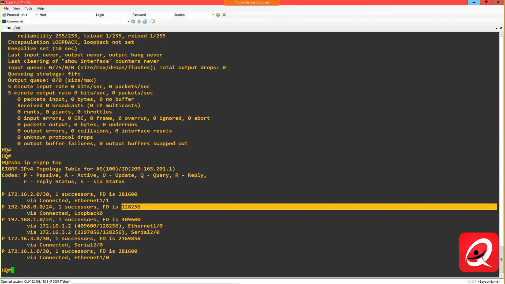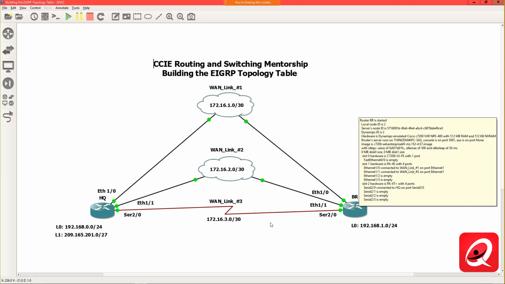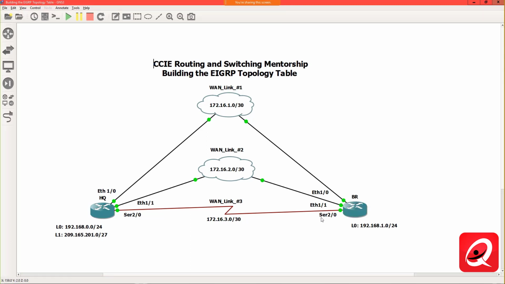So if I were to walk through a scenario here, I'd say, okay, to go from the branch router to this loopback, I want to take the Ethernet link. But to go from the HQ router back to this loopback, I want to take the serial link. Not that you'd ever really want to do that in the real world, but it's part of us identifying how we can manipulate these metric values to be able to force one path over the other.